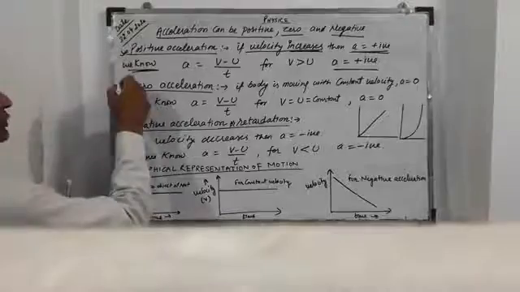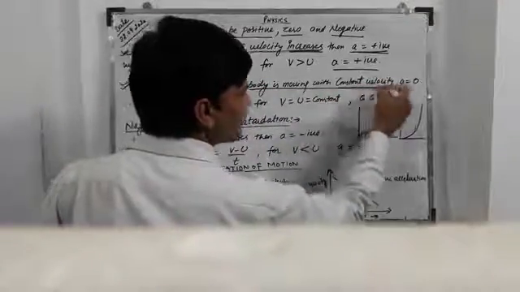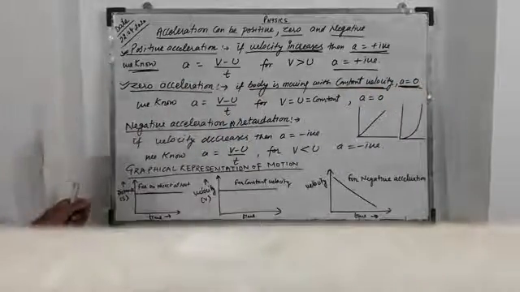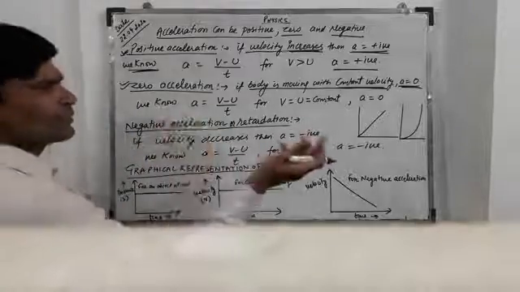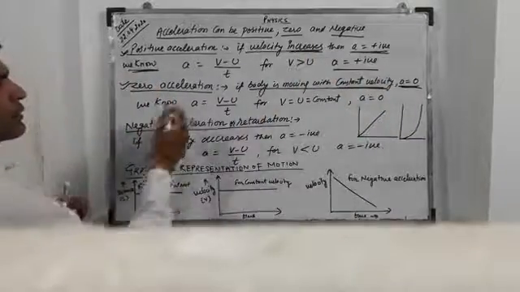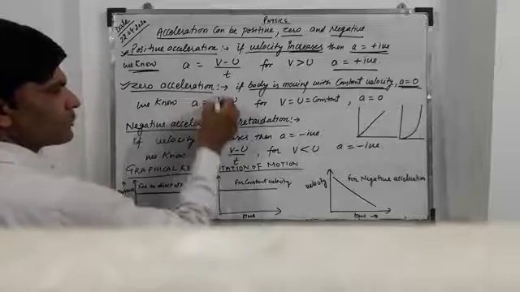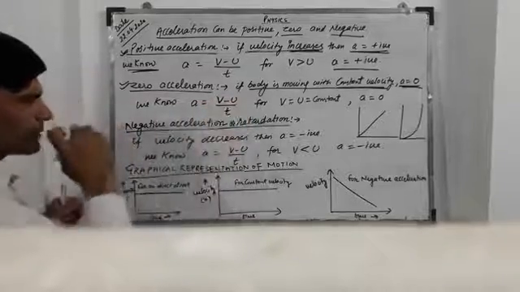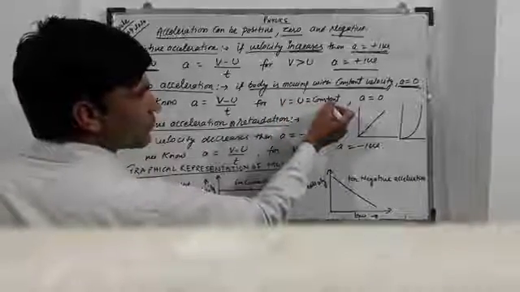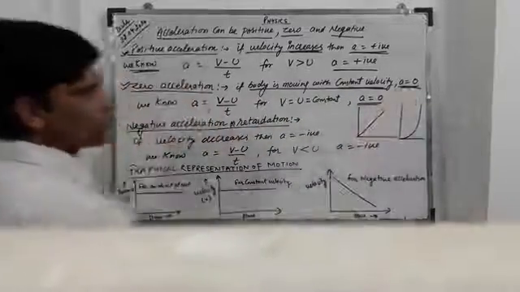For zero acceleration, the body is moving with constant velocity, then acceleration is 0. This means there is no change in velocity. For we have a is equal to (v minus u) upon t. With v equal to u equal to constant, we get a is equal to 0.